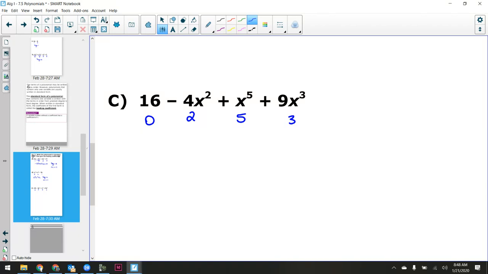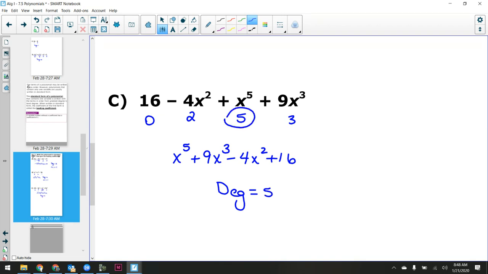Biggest degree is the x to the 5th, and then we go down. 9x to the third, and then minus 4x squared plus 16. The degree of the entire polynomial is 5. Biggest one wins out. And then the leading coefficient is 1.